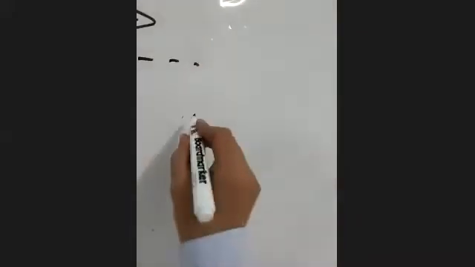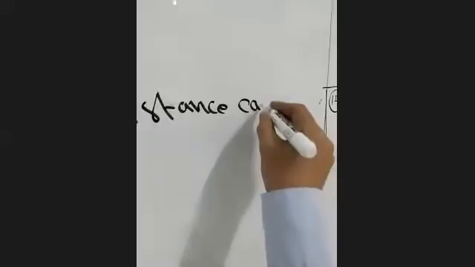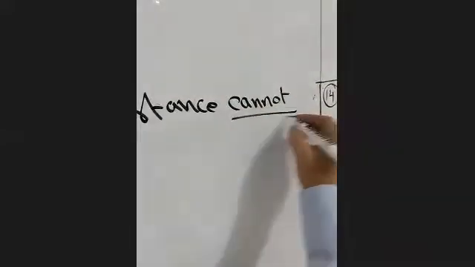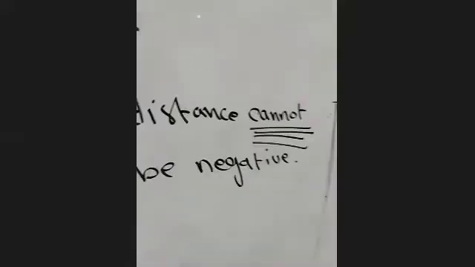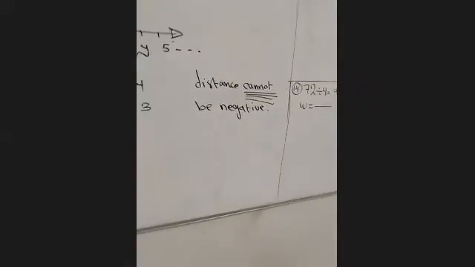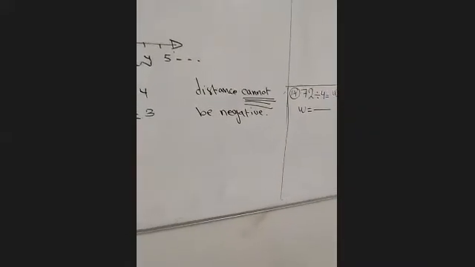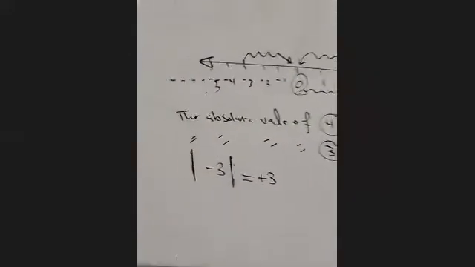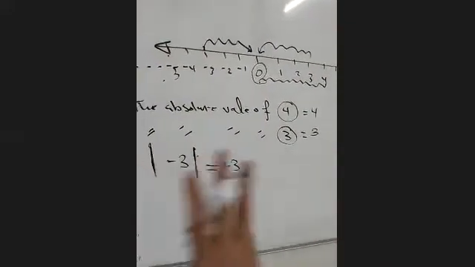Because distance, guys, distance cannot be negative. We cannot say the distance between me and the school is -3 kilometers. No, we cannot say that. Distance cannot be negative. So the absolute value, guys, cannot be negative.